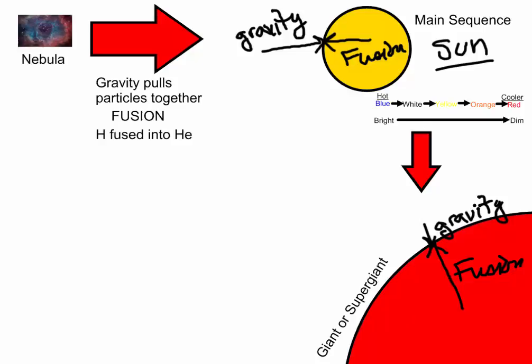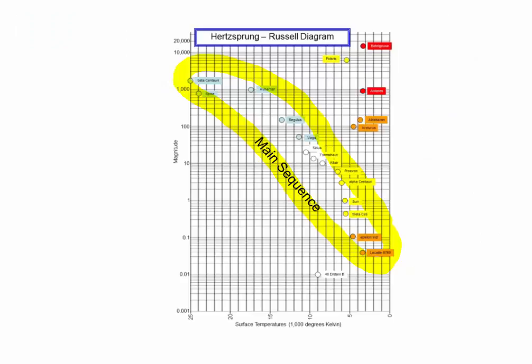These giants and supergiants are bright, but not as hot as the other stars. So let's look and see where we would find those on our HR diagram. So we would expect that the giants and supergiants would be up here. They're not very hot, but quite bright.